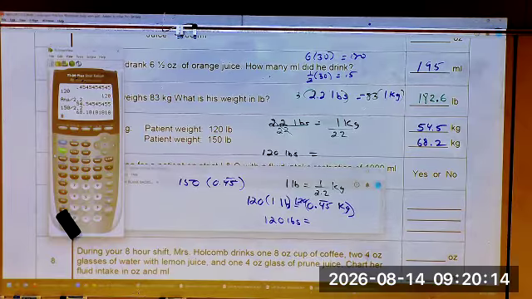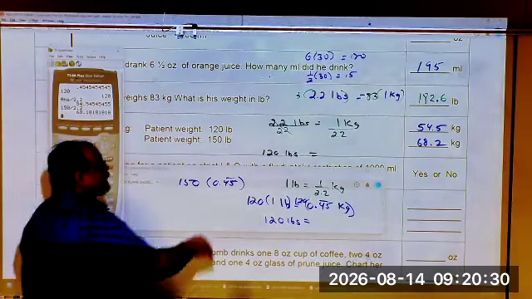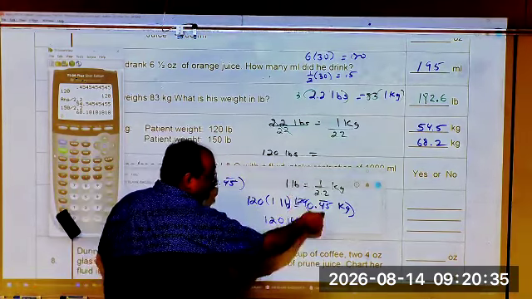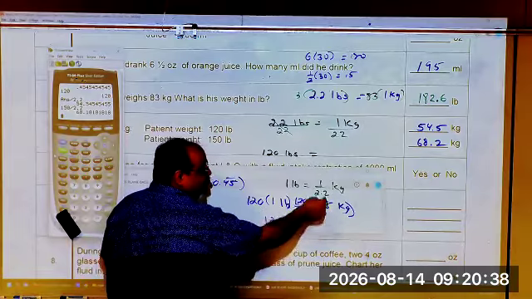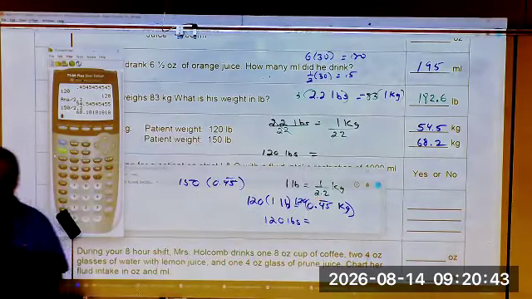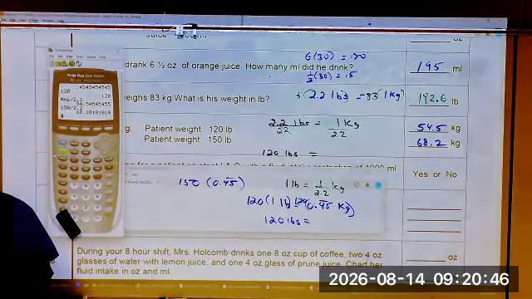Because every now and then you might punch something in incorrectly. I would get a response from a student saying, but that's what the calculator told me. Well, sometimes we punch things in incorrectly. If you accidentally divide 2.2 by the 120 instead of the 120 by the 2.2, it's a completely different answer. You'll end up with a smaller number of kilograms. So have it make sense.